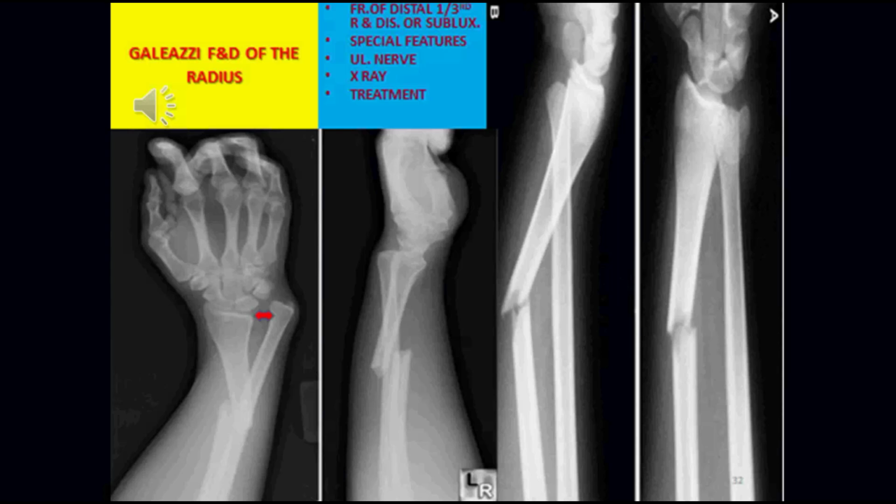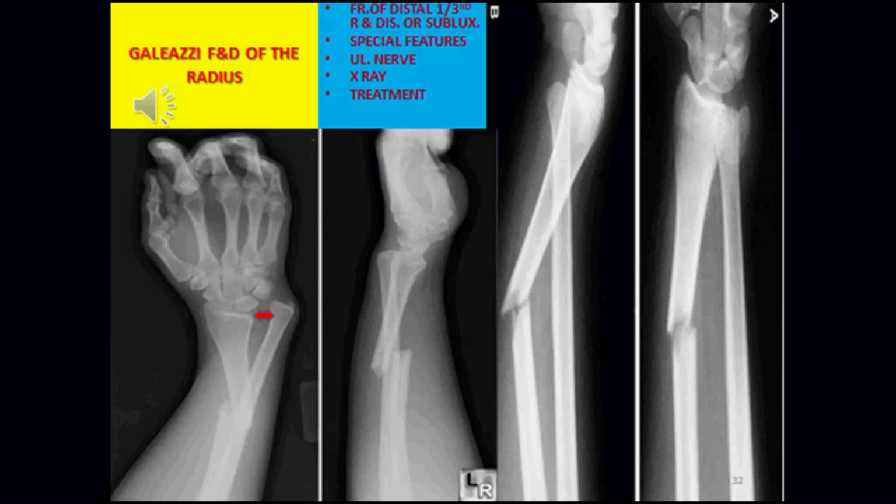Galeazzi fracture dislocation of the radius. This is commoner than Monteggia. In this condition, there is a fracture of the distal third of the radius and dislocation or subluxation of the distal radio-ulnar joint. In Galeazzi fracture, there is prominence or tenderness over the lower end of the ulna, which is a striking feature. It is important also to test for ulnar nerve lesion, which is very common.